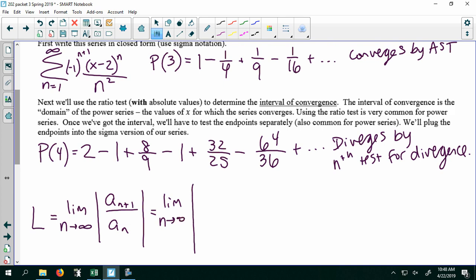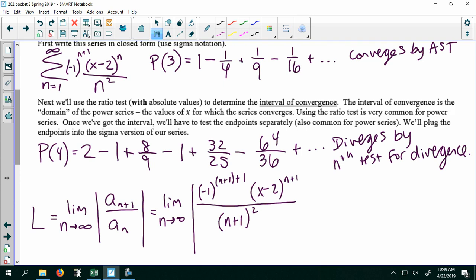So if I replace that n with an n plus 1, I've got (-1) to the n plus 1 plus 1, just replacing this n with an n plus 1. So you have n plus 1 plus 1, and then times (x minus 2) to the n plus 1 over (n plus 1) squared. So every single n in the closed form formula gets replaced with an n plus 1.